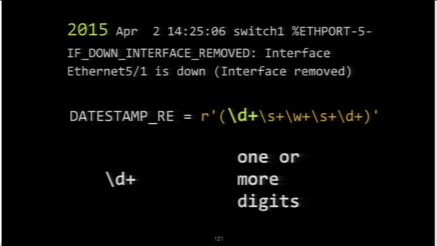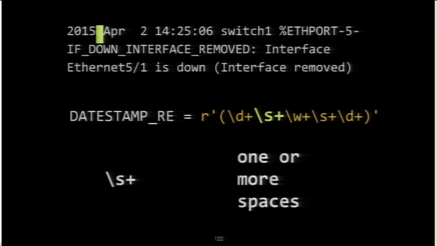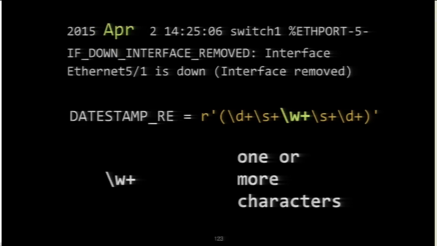So a quick rehash, we have the datestamp RE. It's matching using this \d+ to pull out 2015, \s+ to grab the space between that, \w+ to grab April, and finally it ends with \s+ and \d+ to grab the rest of this.